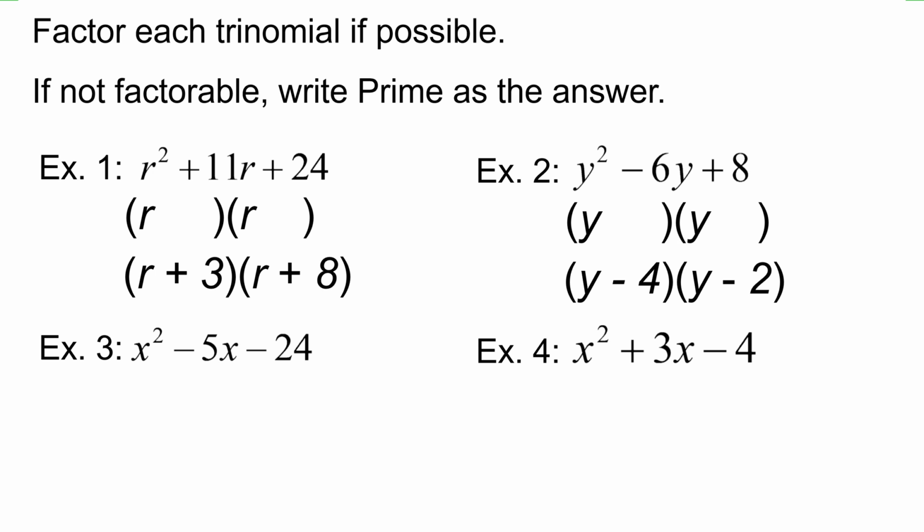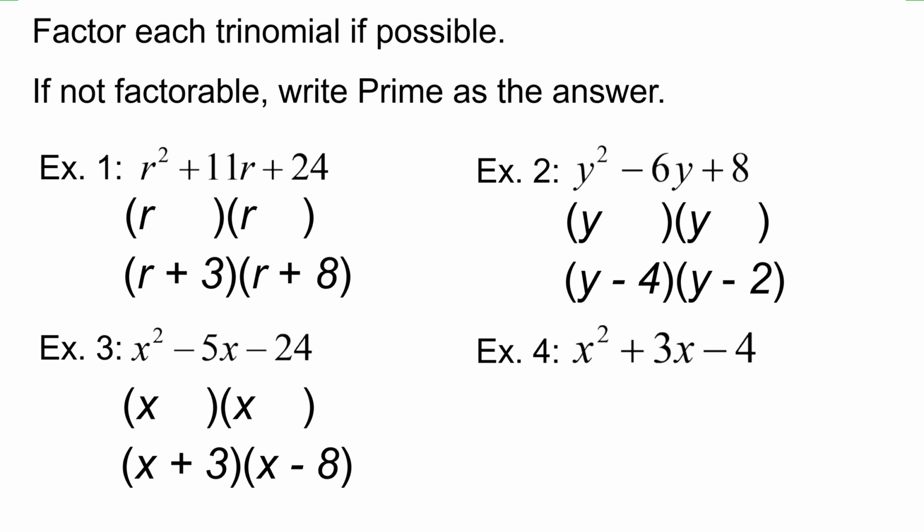Example 3. Go ahead and start with our setup, x and x. What times what is negative 24, but when added together is negative 5? That's exactly right. In this case, it's going to be an x plus 3 and an x minus 8, because 3 times negative 8 is negative 24, and 3 minus 8 is negative 5.